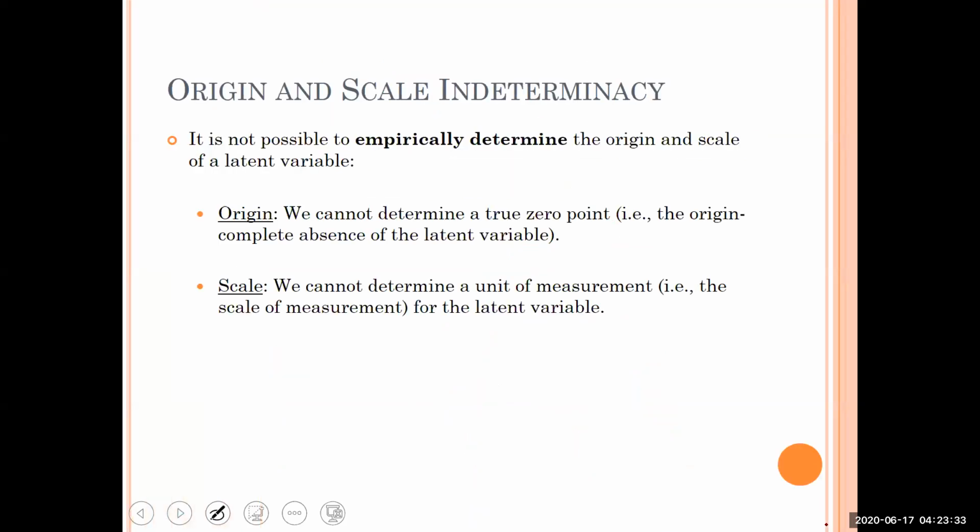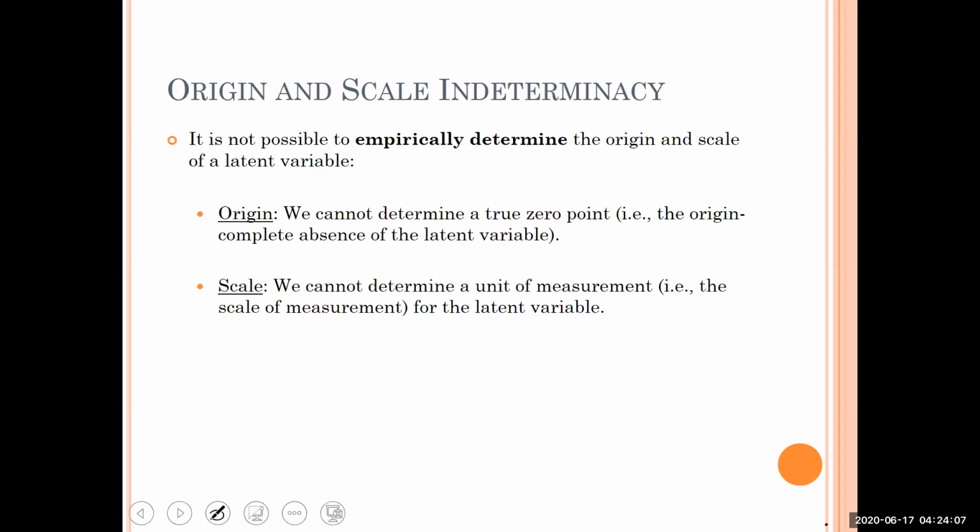So when you are trying to measure a latent variable, there is a problem of origin and scale indeterminacy. Well, this happens because a latent variable doesn't have a natural scale of measurement, so there is no true 0 point. Like, what's zero job satisfaction? That's not defined. Also, it doesn't have a scale. In other words, what does it mean to have a 1 point increase in job satisfaction?